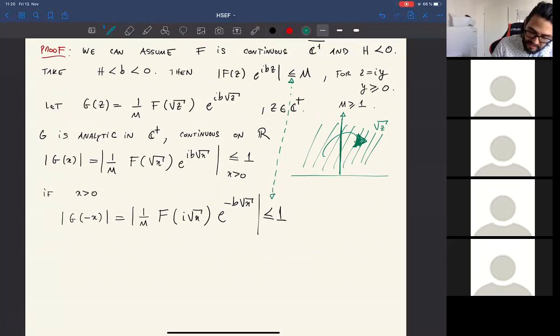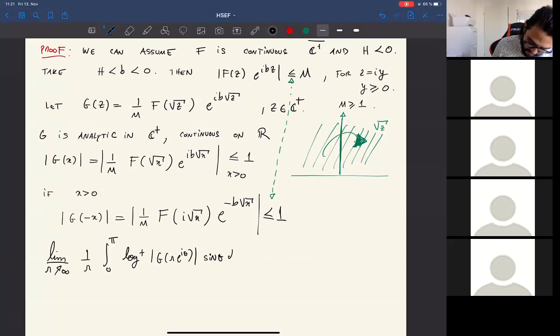So we need a test. What was the test of the Fragment-Lindelof principle? I need to take a limit inf when r goes to infinity of 1 over r times the integral from 0 to pi of log plus of the g. That was the test, and I wanted this to be 0.